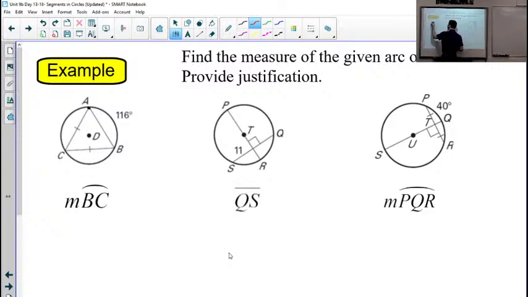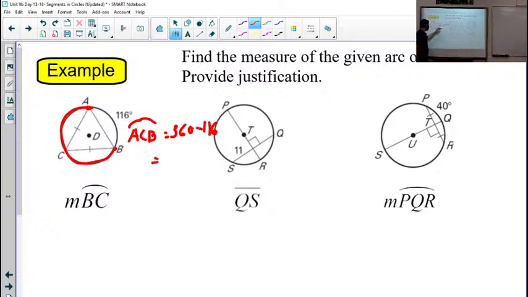Well, since I know that piece is 116, let's go ahead and figure out what the rest of the circle is. Arc ACB. So the major arc, greater than 180. The major arc, the rest of the circle, should be 360 minus 116, which is 244. And from there, I want to figure out what this part of it is, B to C.